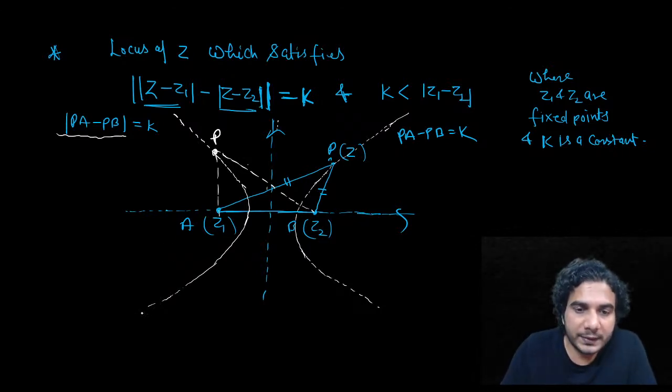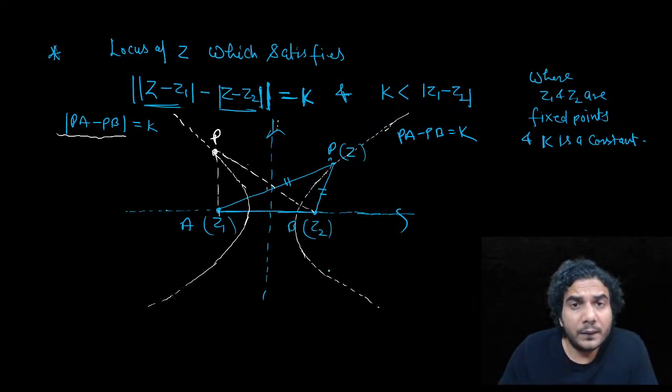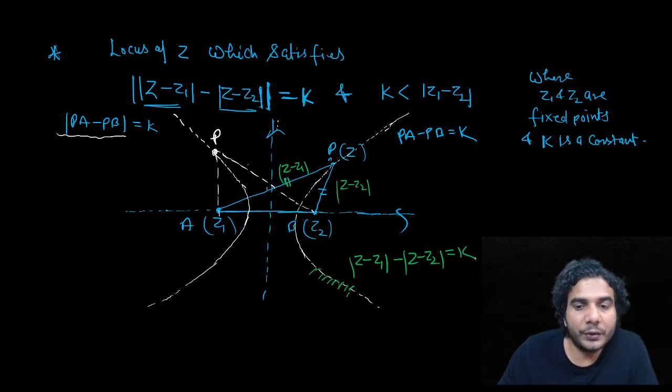What I'm talking about is this. If you want to write the complex equation of only this branch, then its equation is going to be mod of Z minus Z1 minus mod of Z minus Z2, because mod of Z minus Z1 is greater than mod of Z minus Z2. You can see that, right, is equal to constant.